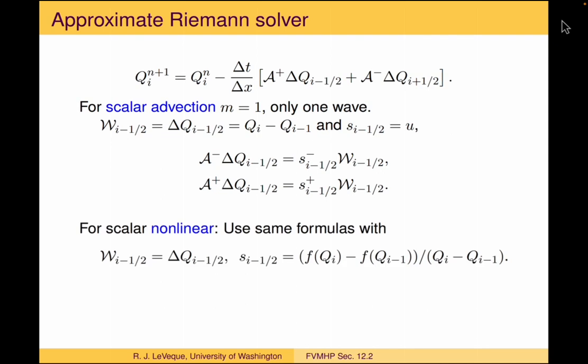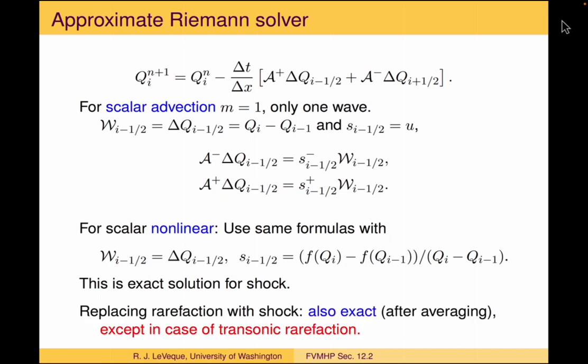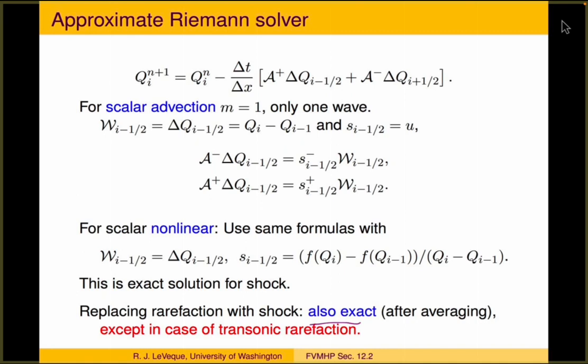But for nonlinear problems, we can now think about using the same formulas, but with this Rankine-Hugoniot speed. And again, this would in fact give us the exact solution of the Riemann problem if it's a shock wave, but it's only an approximate solution if it's a rarefaction wave. Approximate in the sense that we're not modeling the rarefaction wave, we replaced it with a shock. But it turns out that if you use this in an updating formula, and then you are averaging the solution onto the grid cell, as we do in Godunov's method, then after you average things, this approximation is also exact for the rarefaction case. And we'll look at that in more detail on the next couple slides.